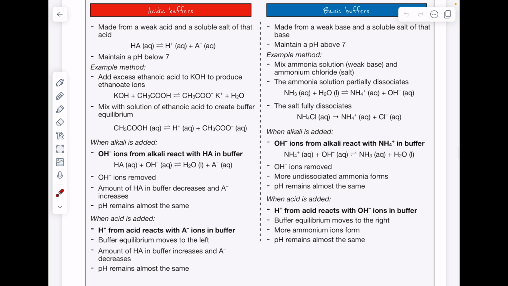What about when you add acid? How do we prevent a massive decrease in pH? Well, as you'd expect, your acid donates H+ ions, and this reacts with your soluble salt ions, which are present in your buffer. So in the case here, it would be the ethanoate ions. By doing that, it moves the position of equilibrium to the left, increasing the amount of, in this case, ethanoic acid. Your ethanoate ions here would decrease, meaning that the pH remains almost the same.